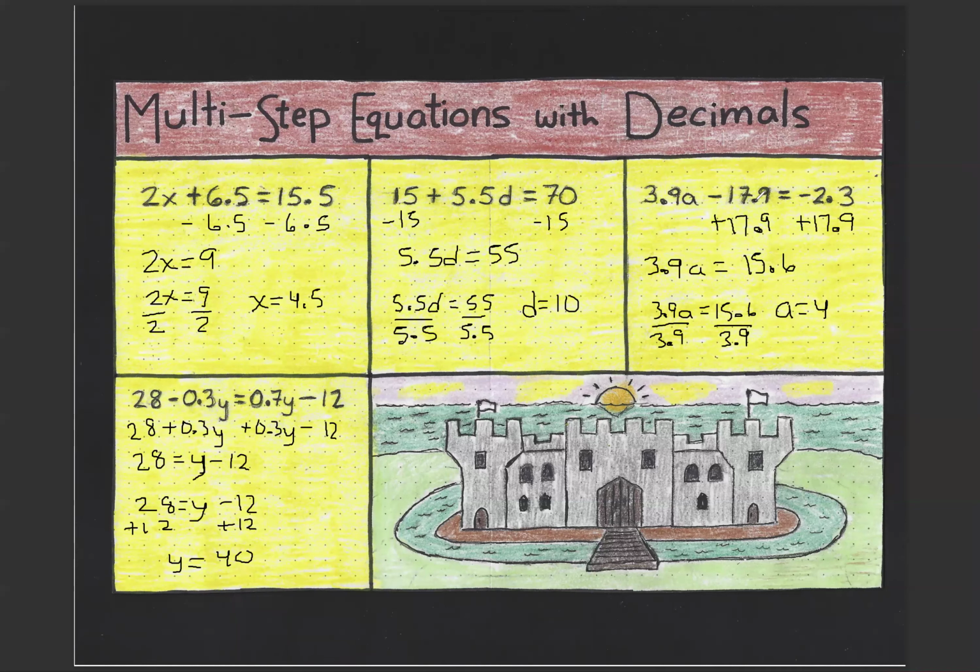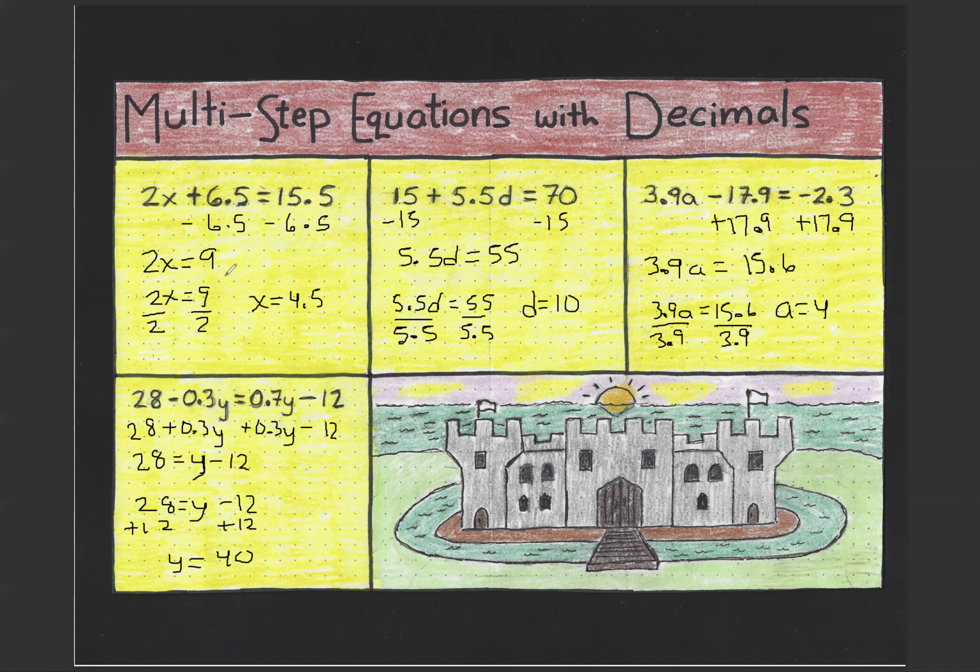Here are more multi-step equations, but this time we're going to be involving decimals in the process. Not to worry, because these types of equations, the ones that involve decimals, work the same way with regular numbers. We're just going to follow the same process by getting variables on one side and numbers on the other side. And here are our examples right here.